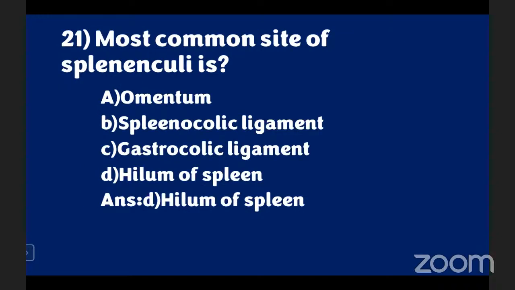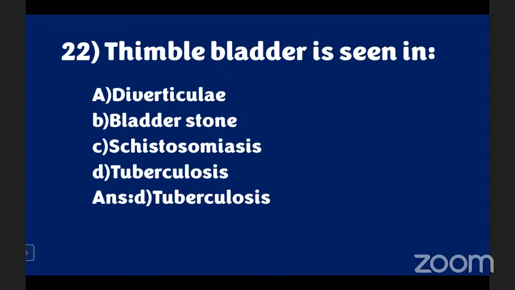Next one is most common site of splenunculi. Option A, omentum. Option B, splenocolic ligament. Option C, gastrocolic ligament. Option D, hilum of spleen. Answer is option D, hilum of spleen, which is the most common site of splenunculi.